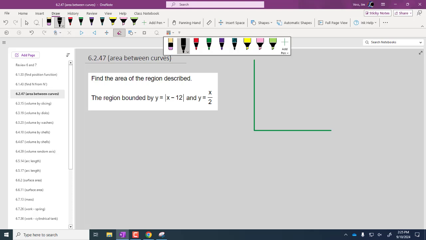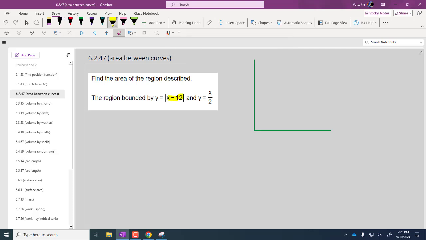Right? This is a shift to the right by 12. X minus a shift. Horizontal shifts are always opposite of what you see. We see a negative 12, that's a shift to the right. So that's going to be over here at 12.